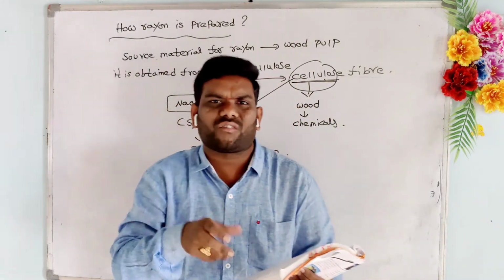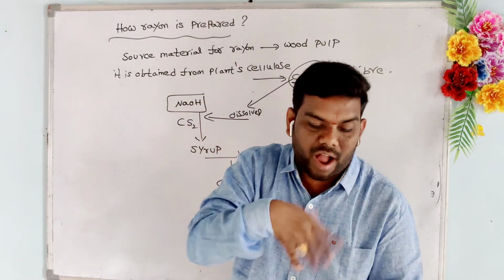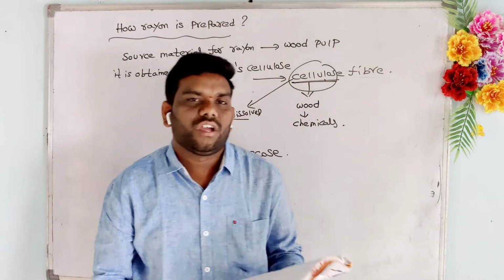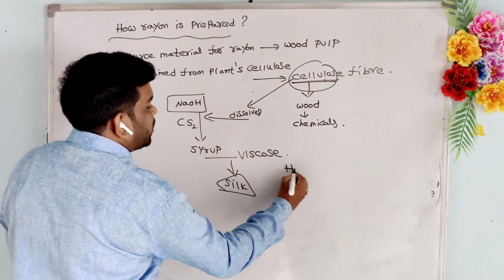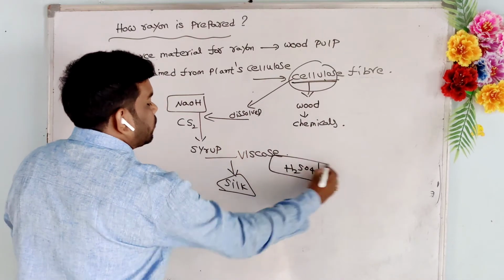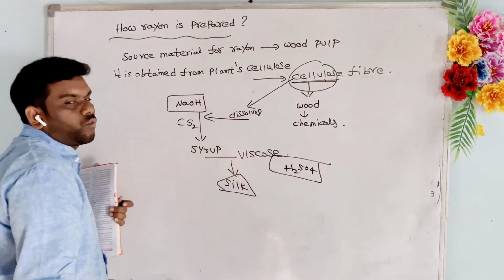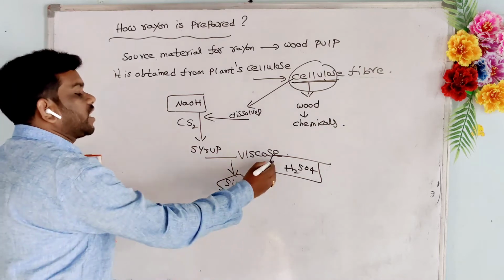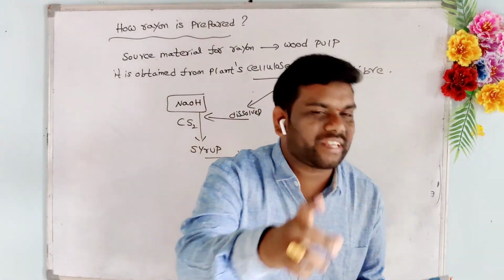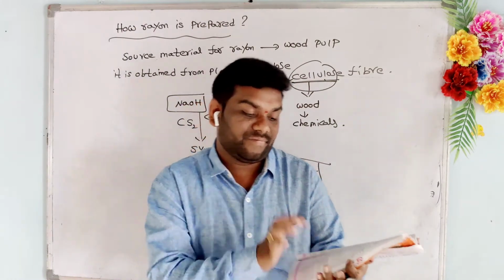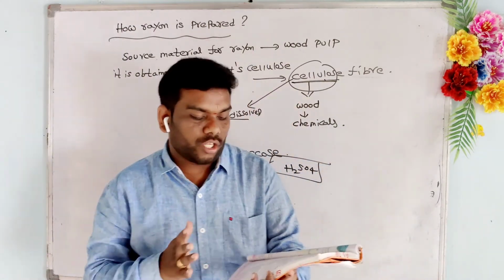This viscose is forced through a spinneret. చిన్న హోల్స్ లా మెటల్ లాగా ఉంటుంది, అందులోకి వేసేసి డైల్యూట్ సల్ఫ్యూరిక్ యాసిడ్ లోకి స్పిన్ చేస్తారు. What is that dilute sulfuric acid? సల్ఫ్యూరిక్ యాసిడ్ కి ఫార్ములా H2SO4. So that gives a silk-like thread. That new fiber is called rayon.